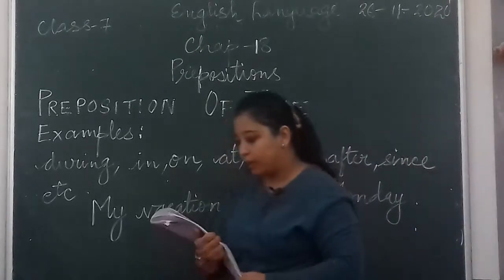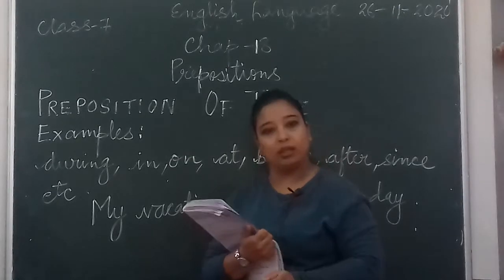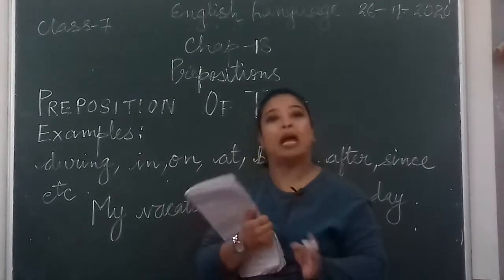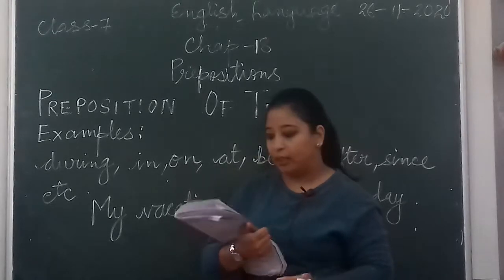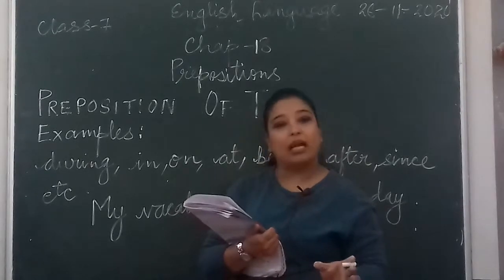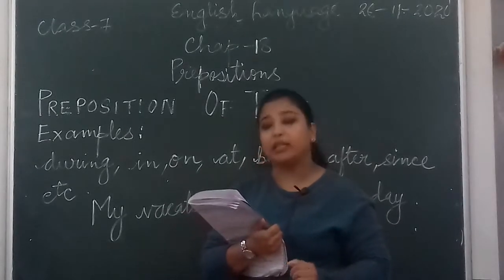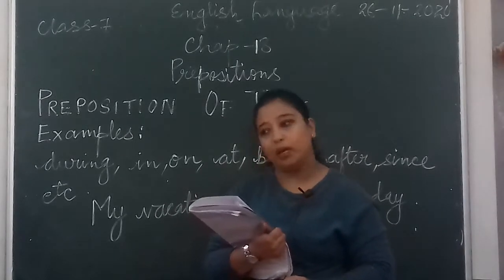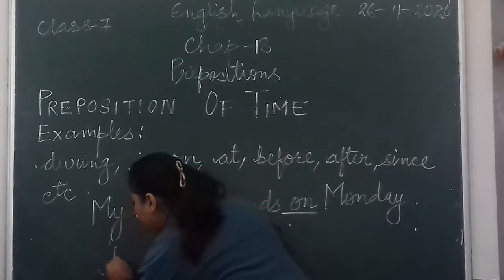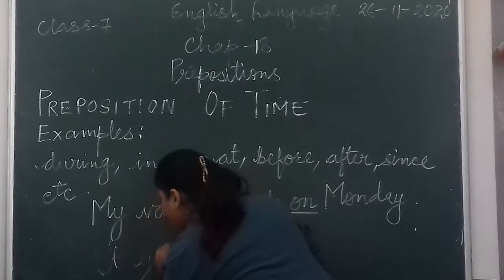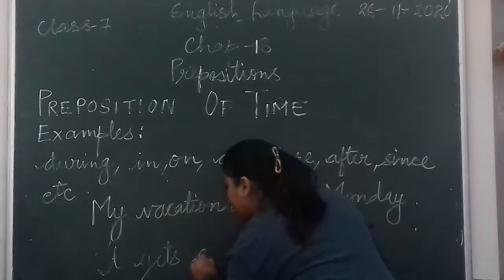Another one is: it gets cold at night. What time? At night. So it is acting as a link, isn't it? It is acting as a link. So it is known as the preposition of time. It gets cold at what time? At night.